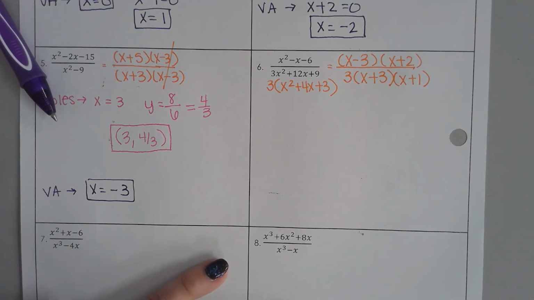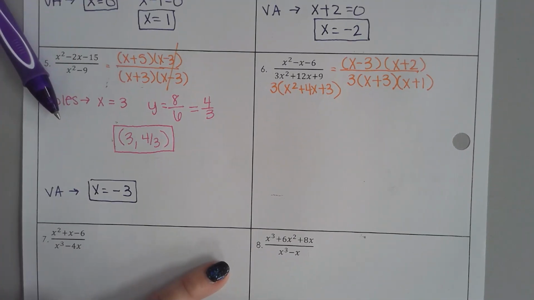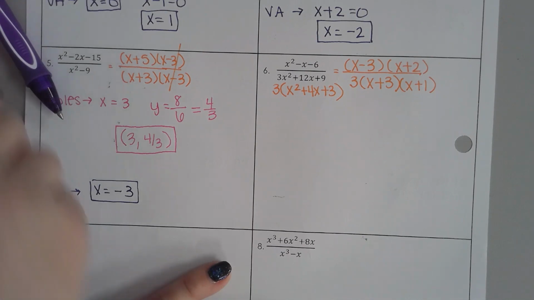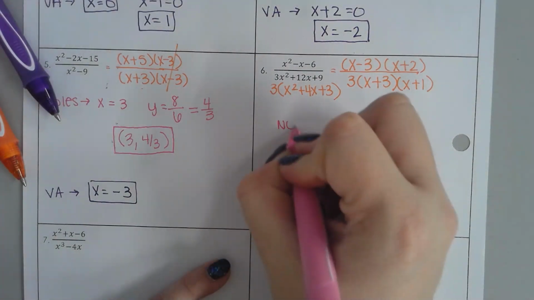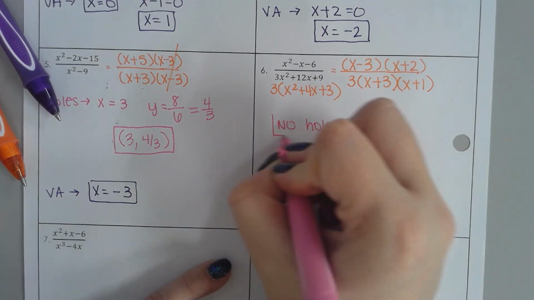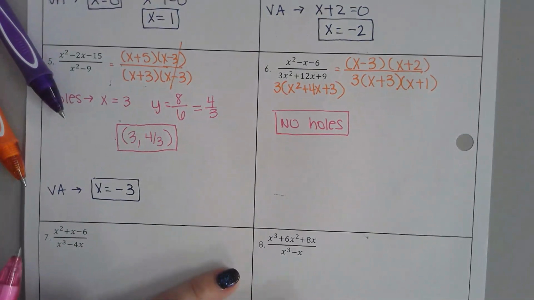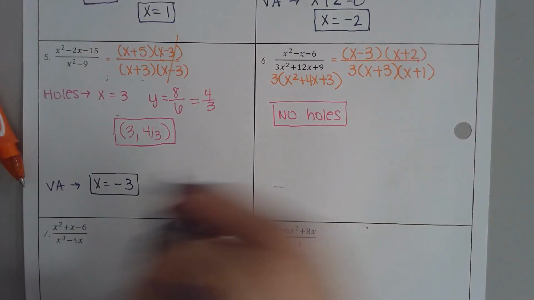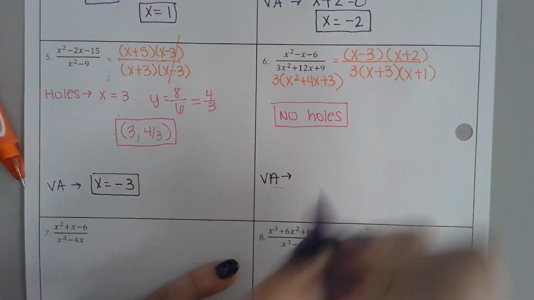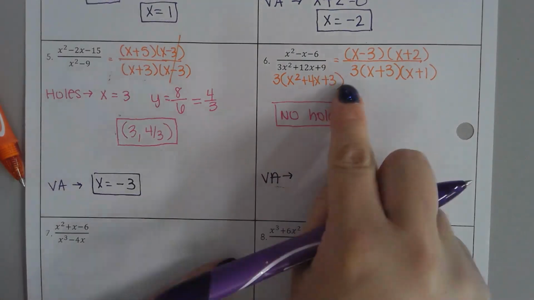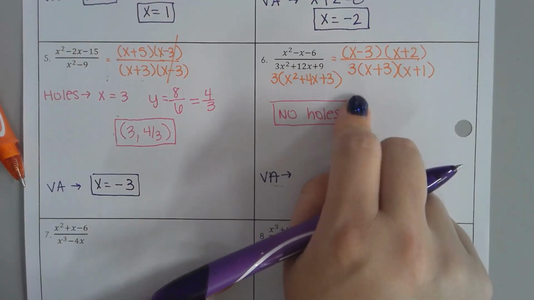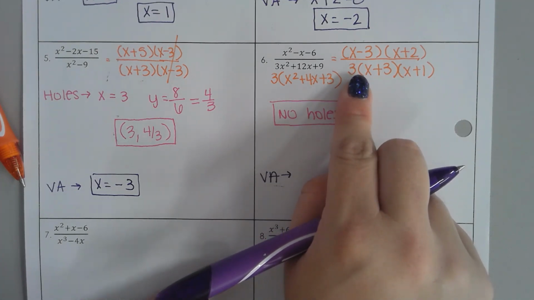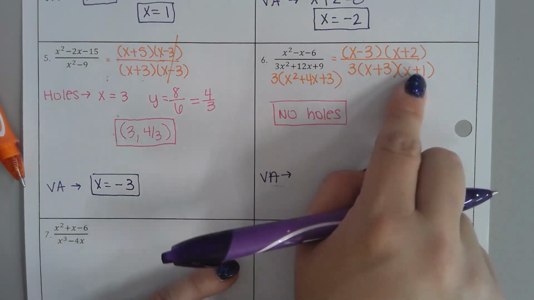Okay. Does anything cancel? Nothing cancels. So there's no holes. And then vertical asymptotes, that's just a plain 3. There's no x with it, so you don't need to set that equal to 0. Only the parts that have x's with them.